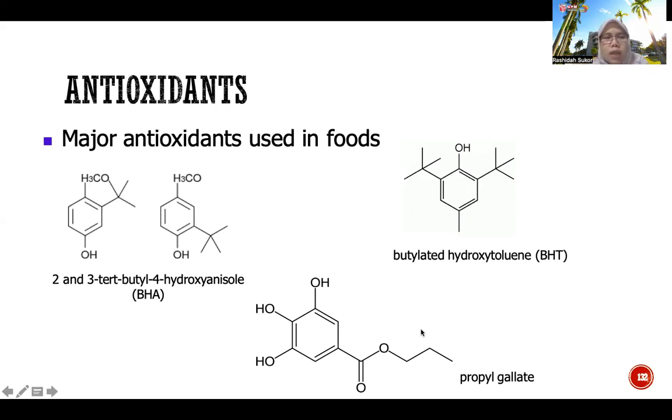These are all antioxidants. Okay, macam mana kita nak tahu whether the compound is an antioxidant? Normally dia akan ada banyak OH group ni. Okay, OH group. Okay, so this OH group will react with the free radical.